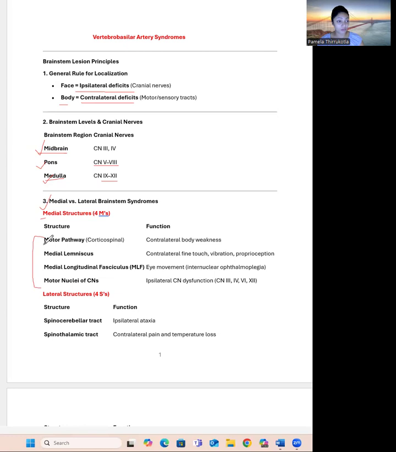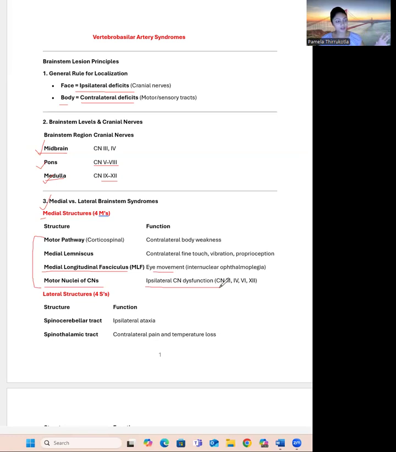Number one is your motor pathway, which is responsible for carrying your tone, and obviously it is going to lead to contralateral body weakness. The medial lemniscus is going to cause contralateral fine touch, vibration, and proprioception loss if it is involved. The medial longitudinal fasciculus affects your eye movement, and the motor nuclei of the cranial nerves are going to show you ipsilateral dysfunction of your cranial nerves, right? So, 4 M's on the medial side.